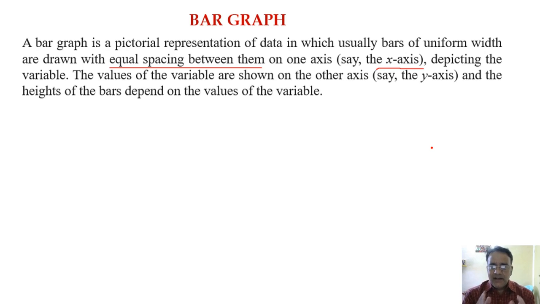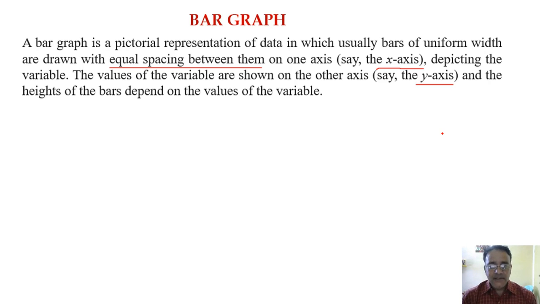Now see, the values of the variables are shown on the other axis. If you are making bars on x-axis, the values will be shown on y-axis. If you are going to make bars on y-axis, then the values of the variable will be shown on the other axis, that is x-axis. But I told you we are usually drawing the columns, bars on x-axis. So we will show the values on the y-axis, and the heights of the bars depend on the values of the variable.